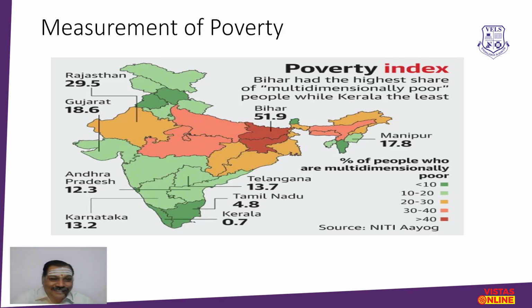So compared to other states, Tamil Nadu is in a better position. But keep in mind, Bihar has the highest share of poverty, at 51 point something. The lowest is Kerala, almost nil. This information was given by NITI Aayog of the Government of India. This NITI Aayog is the advanced version of the previous Planning Commission.